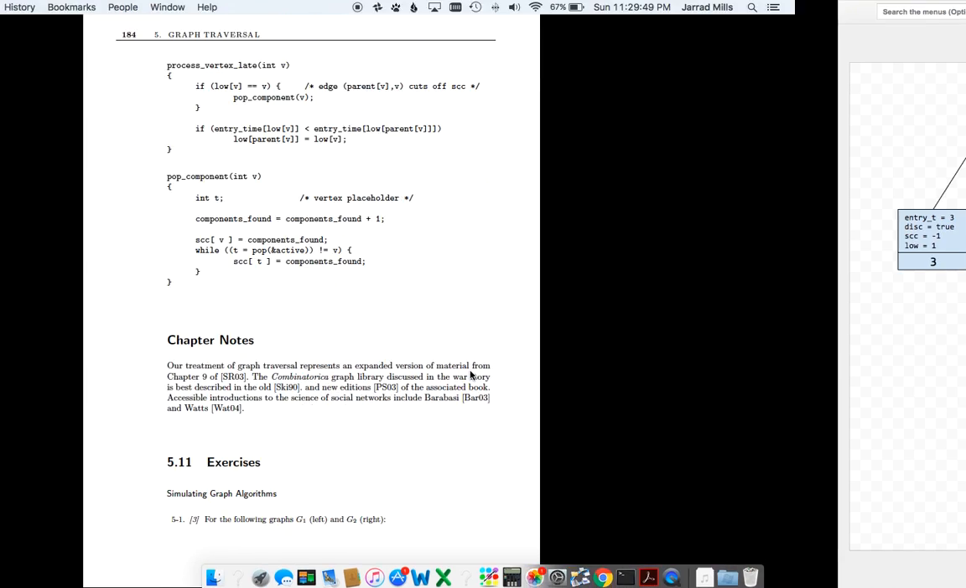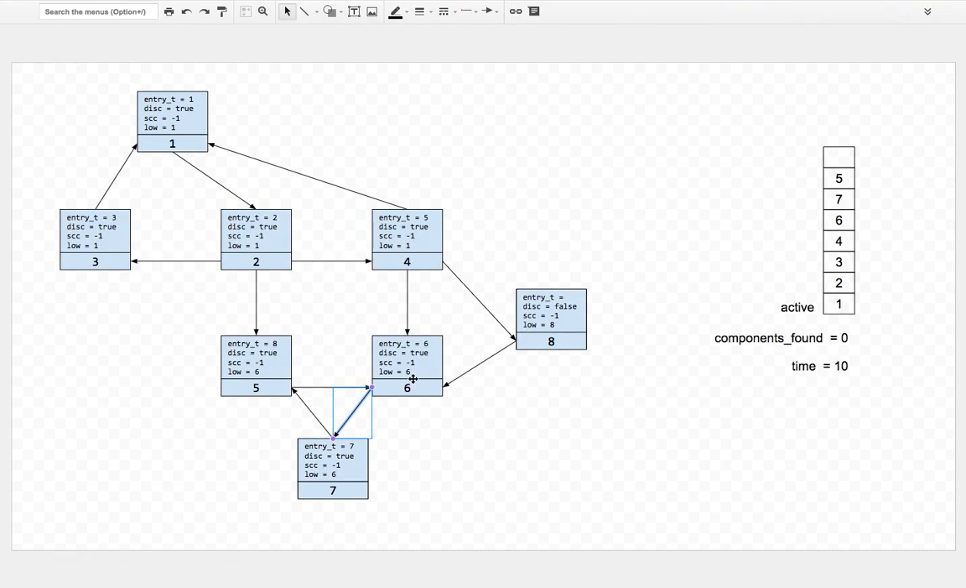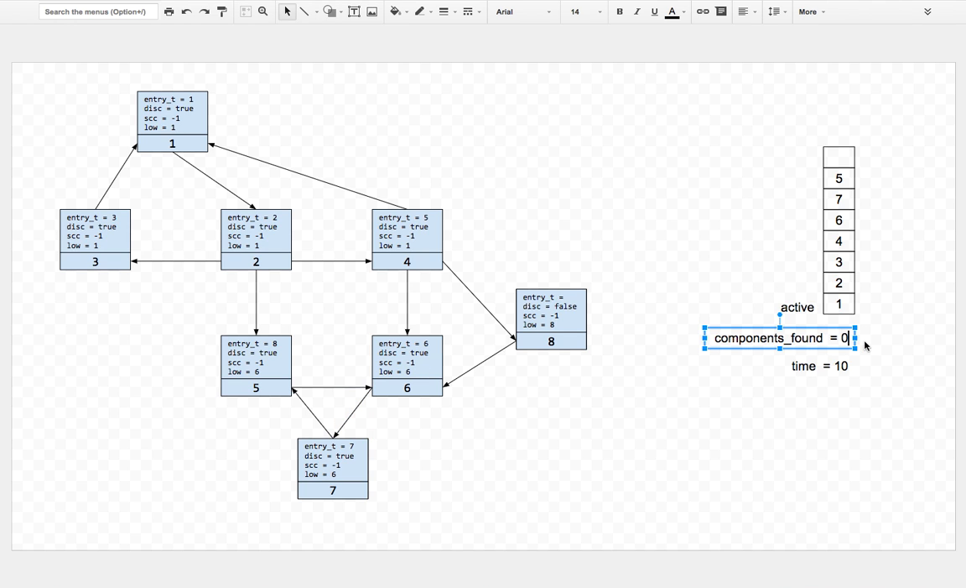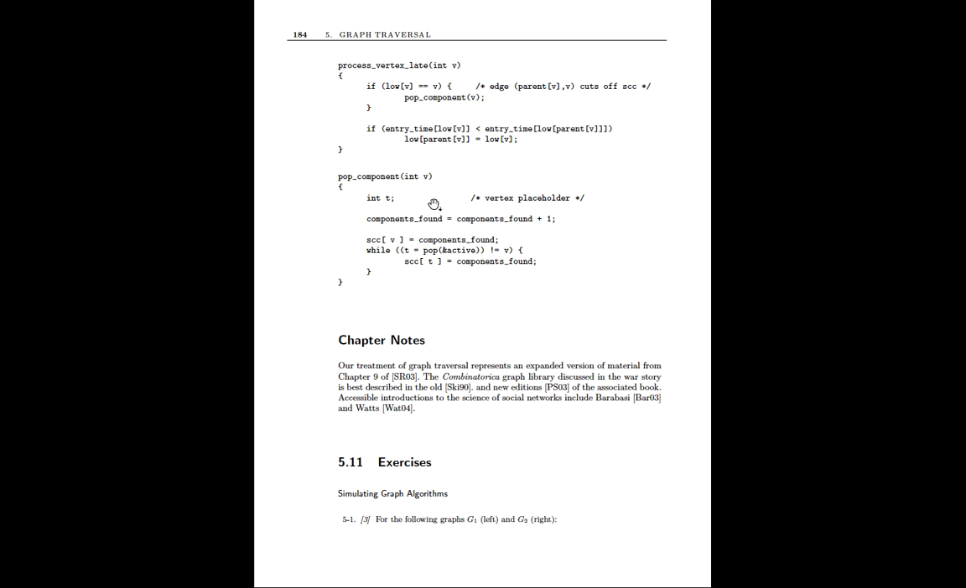If low v equals v, which it does in this case, we are now going to pop component v. What does that mean? We come down here, we increment components found. Components found equals components found plus 1. So we found our first component that we are sure is going to be its own separate and distinct component. And we found it as we were backing out of our depth first search.